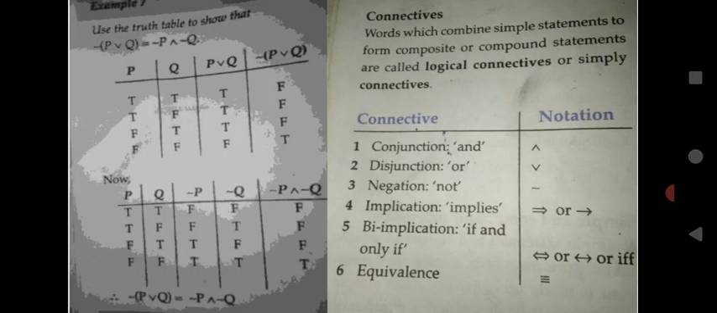Now, I've talked about connectives. Connectives are words which combine simple statements to form compound statements, so they are called logical connectives. We use them a lot in mathematics. And these are truth tables. Truth tables are used to compare two different statements, either P and Q or Q and R, as the case may be.